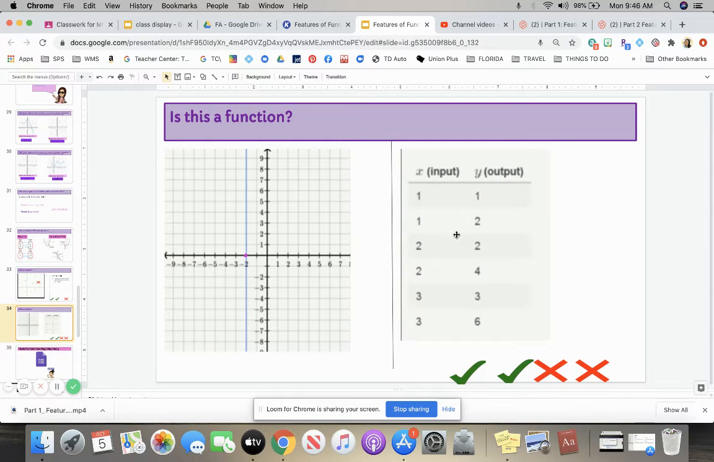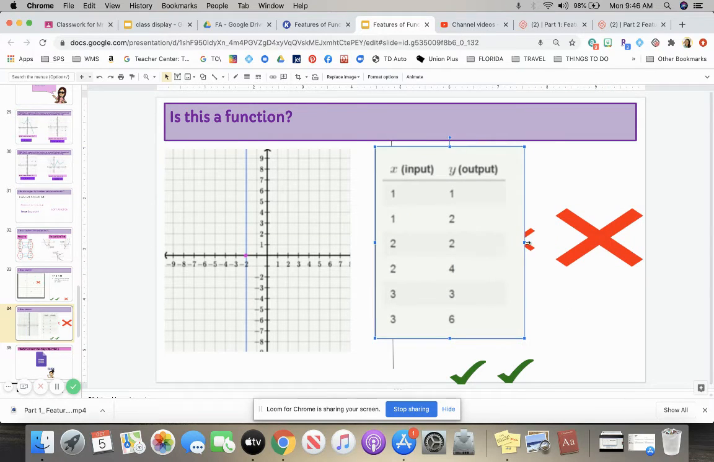All right, so let's do this. When x is 1, y is 1. When x is 1, y is 2. When x is 2, it is 2. When x is 2, it is 4. So I'm already seeing right now that this is not a function. Oops, you can't see that. This is not a function.